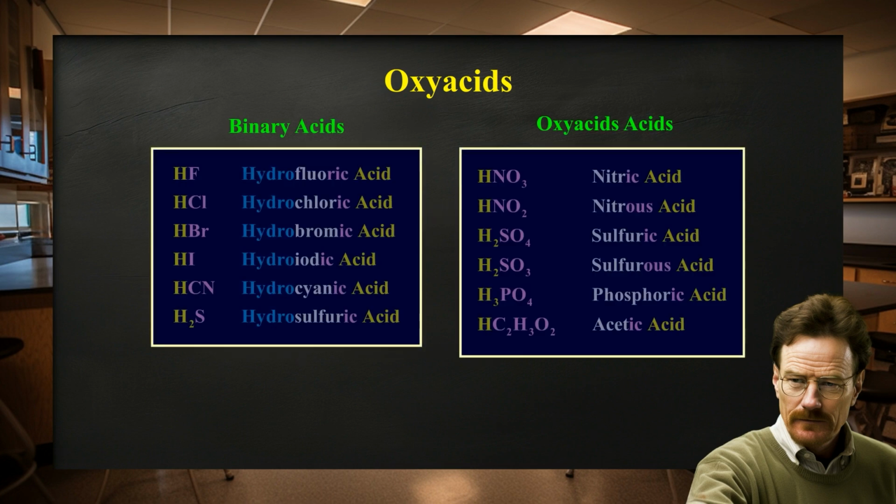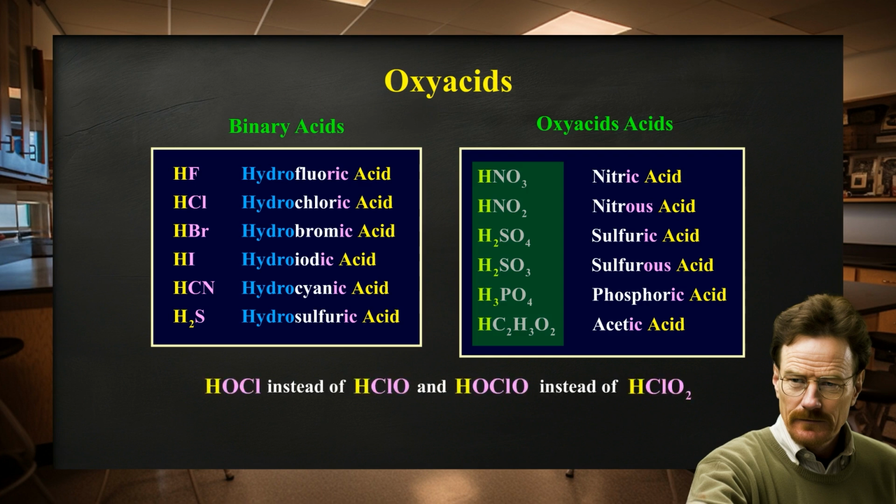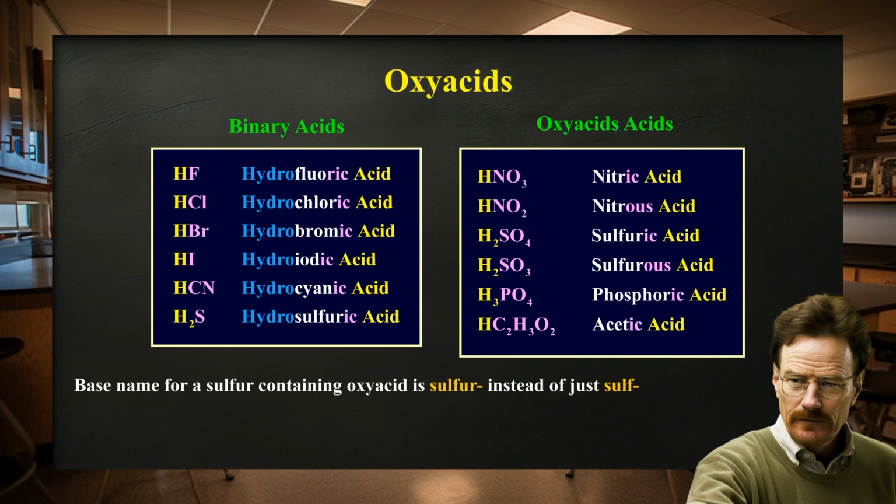The names of the most important acids are shown in the following tables. In all these acids, hydrogen atoms are bonded to oxygen atoms, not the central nonmetal atom. Often formulas are written to reflect this fact. For instance, HOCl instead of HClO, and HOClO instead of HClO2. The base name for a sulfur-containing oxyacid is sulfur, instead of just sulf.